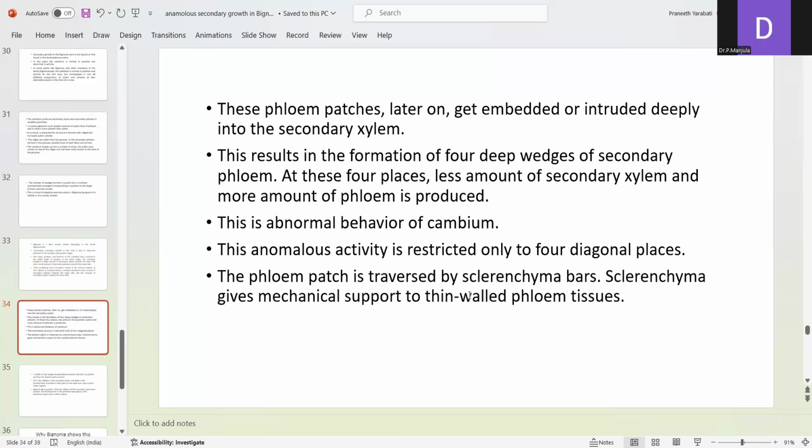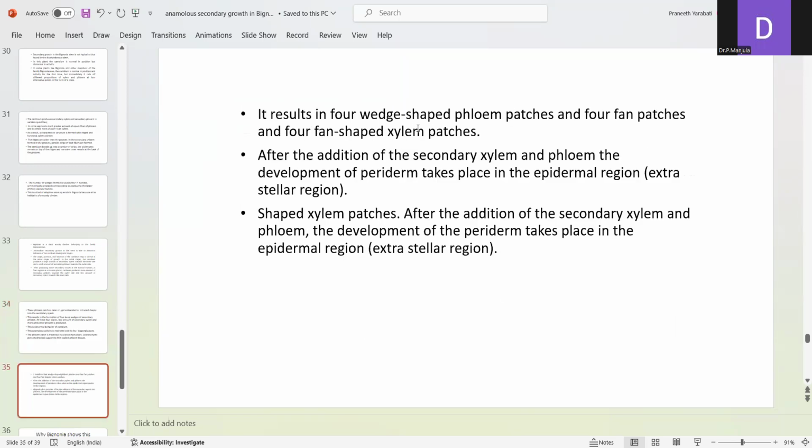The phloem patch is traversed by sclerenchyma bars. This sclerenchyma gives mechanical support to the thin-walled phloem tissue. So it results in 4 wedge-shaped phloem patches and 4 fan-shaped xylem patches. After the addition of secondary xylem and phloem, the development of the periderm takes place in the epidermal region, that is the extrastellar region. So it is of extrastellar origin.